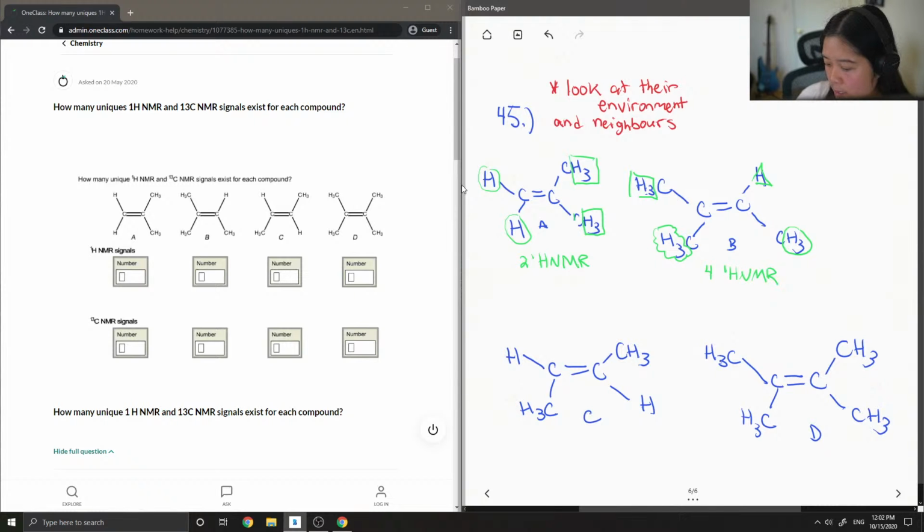And for this one, you'll see that again, these two hydrogens are in the same environment, and then these two hydrogens are the same. So this gives off 2 HNMR signals. And then for this one, all of them are equivalent with each other, so this only gives off 1 HNMR signal.